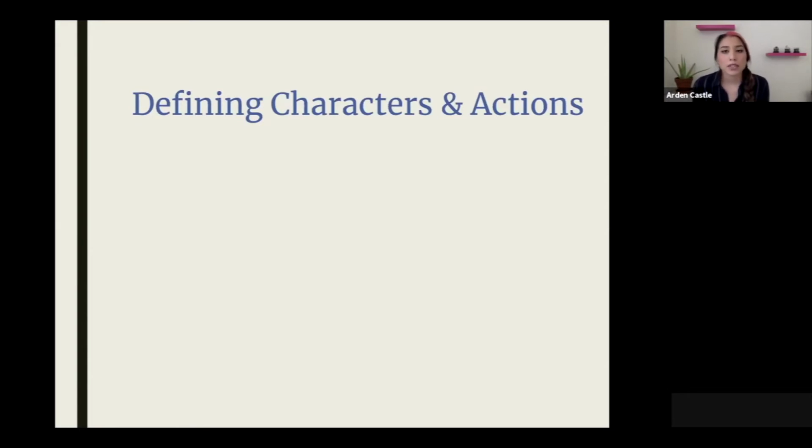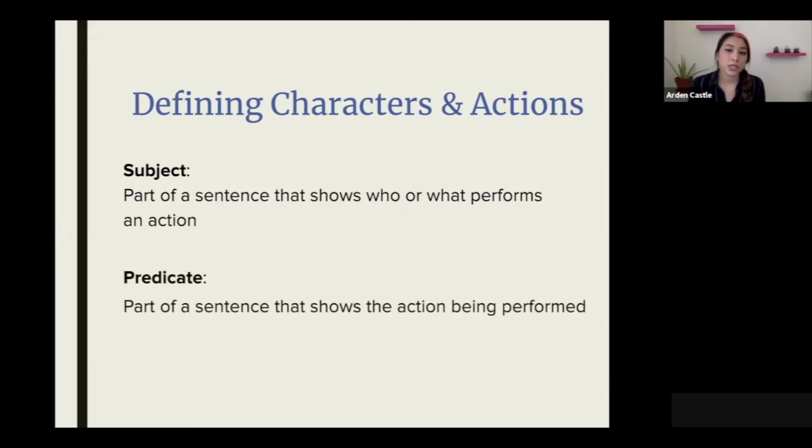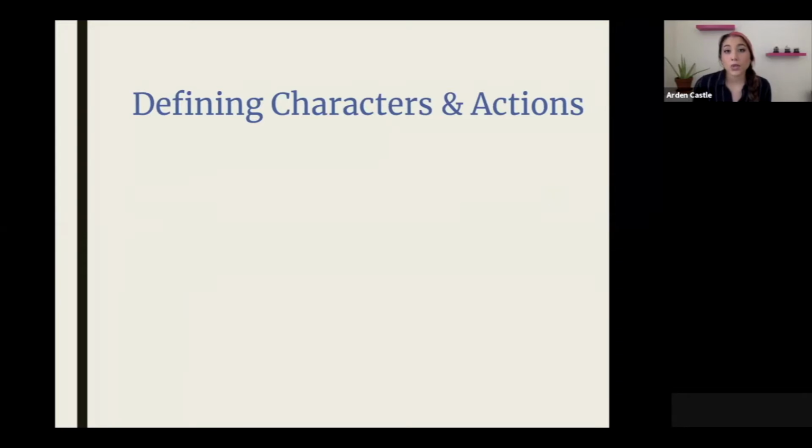Let's take a minute to take a look at the pieces of a sentence. The subject is the part of the sentence that shows who or what performs an action. The predicate is the part of a sentence that shows the action being performed. For example, in the sentence, the dog chased his tail, the dog is the subject and chased his tail is the predicate. We can also think about this in terms of the noun and the verb.